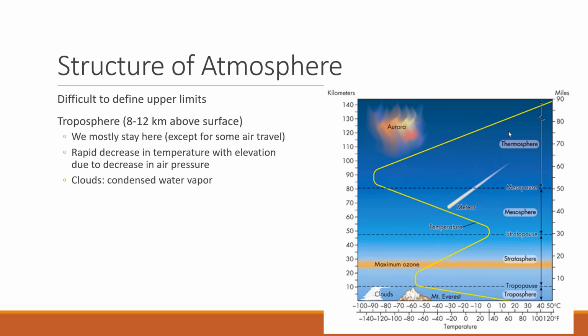So the atmosphere is layered, like most things on Earth. It's difficult to define its upper limits. The place where we spend all of our time is called the troposphere. This is the 8 to 12 kilometers above the Earth's surface. Some air travel can get out of the troposphere, but not much. There's a rapid decrease in temperature with elevation in this layer due to the decrease in air pressure. This is also where all of our weather will happen. So we have clouds in this layer that is condensed water vapor.